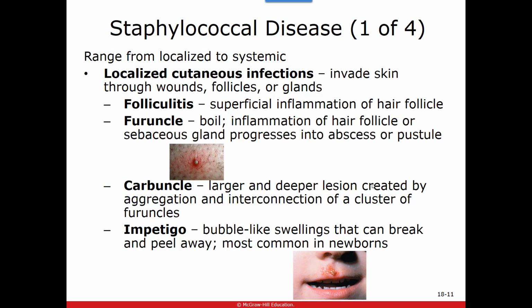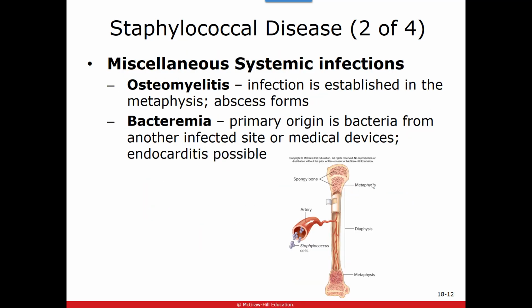That's inflammation of your hair follicle with an abscess or a pustule from there. A carbuncle is kind of like a really bad furuncle, which I just like the names. So it's a larger, deeper lesion. Impetigo is when you can have some kind of swellings on the skin that start to peel away. It can also get into other parts of the body and cause systemic infections, meaning it affects other body systems. It can get into the bone tissue, cause something known as osteomyelitis.